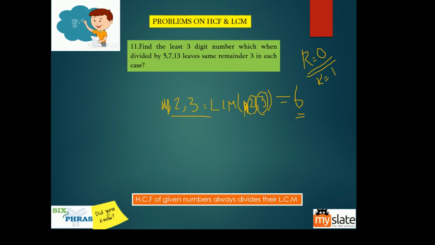Now, if I have to get a remainder of 1 when I divide by 2 and 3, guys, what should I do? I should just add 1 here, right? If I add 1, what will happen? This will become 7. Now divide this by 2, you will get a remainder of 1. Divide this by 3, you will get a remainder of 1. So what I did was, I found the LCM, added the remainder. The same thing I am going to do here. Find the LCM, add the remainder.